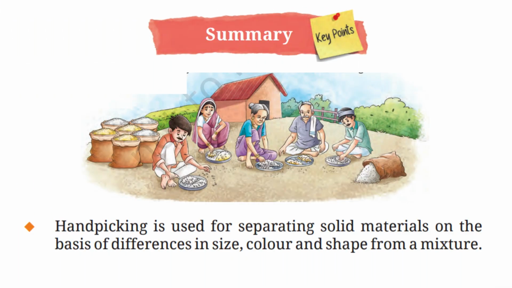So, handpicking is used for separating solid materials on the basis of differences in size, color, and shape from a mixture. It is used when one component is present in small quantity and can be easily seen and removed by hand. That is why it is called handpicking. For example, removing stones from rice or pulses.